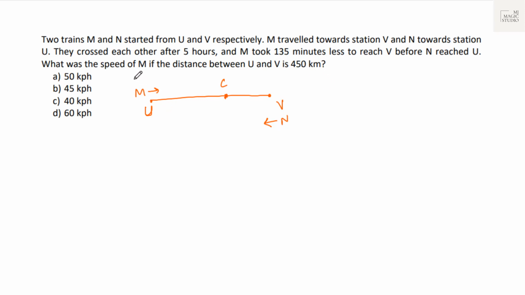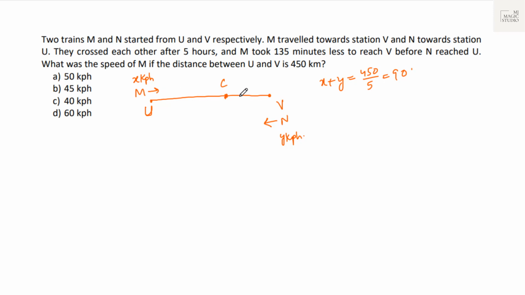Okay, let the speed of M be x kph and the speed of train N be y kph. And they covered the distance of 450 kilometers in 5 hours. That means x plus y is equal to 450 by 5, that is 90. Speed of M plus speed of N is 90 kph. This is the first equation we have framed.